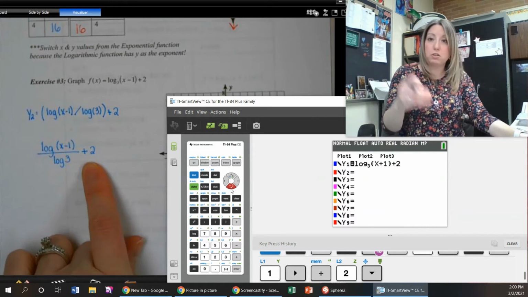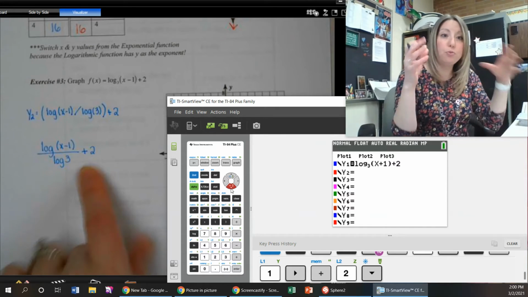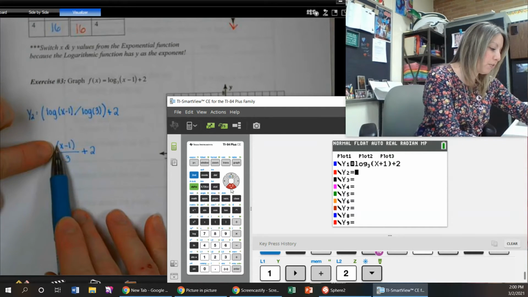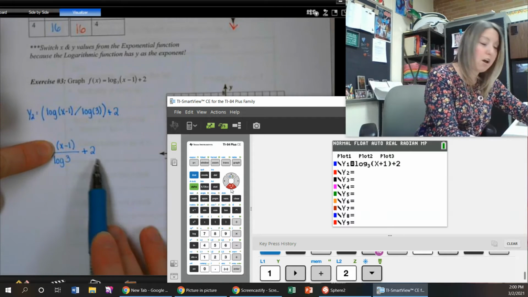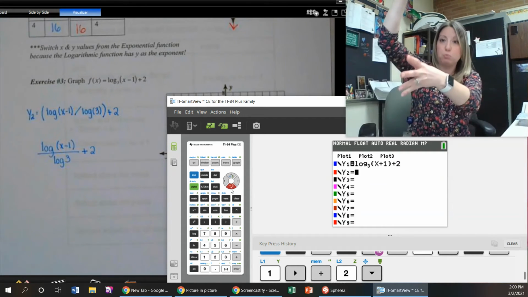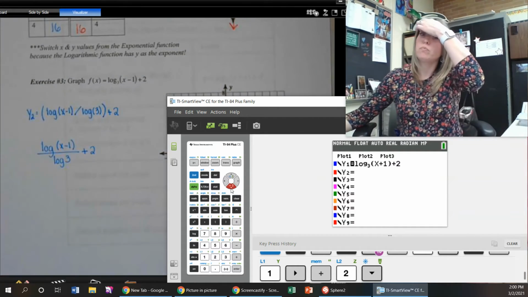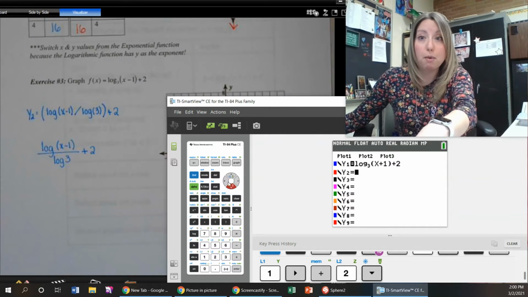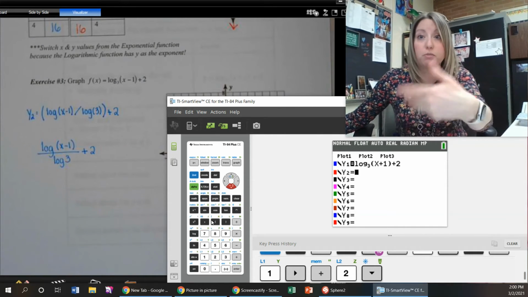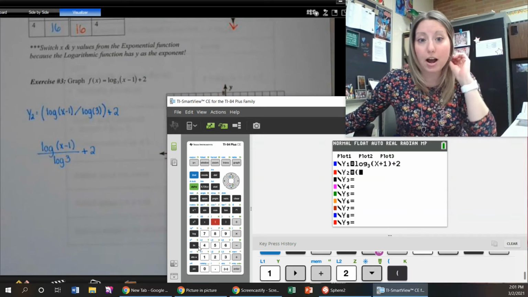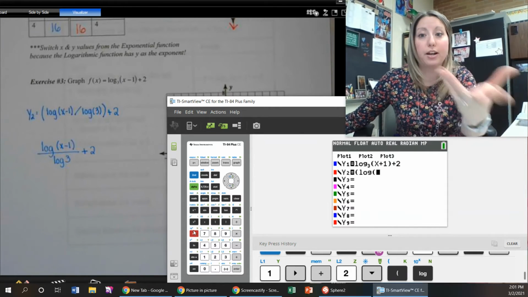Because this plus 2 is not part of the answer. What we're saying by having this in parentheses here is that this is part of the answer. This is that plus 2, which is moving it up the graph, okay? So you want to be really careful about it when you go to type it in. So I'm just trying to make that really clear now if you have an 83 and have to use this.